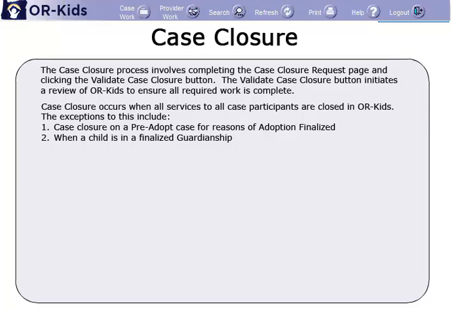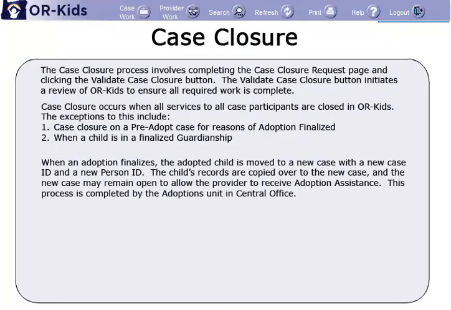The exceptions to this include: 1. Case closure on a pre-adopt case for reasons of adoption finalized. 2. When a child is in a finalized guardianship. When an adoption finalizes, the adopted child is moved to a new case with a new case ID and a new person ID. The child's records are copied over to the new case, and the new case may remain open to allow the provider to receive adoption assistance. This process is completed by the adoptions unit in central office.